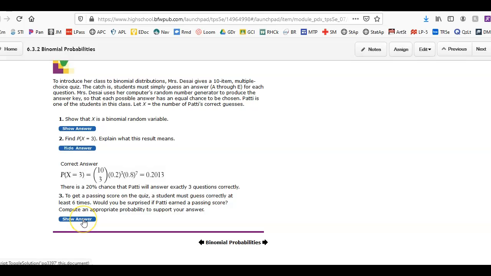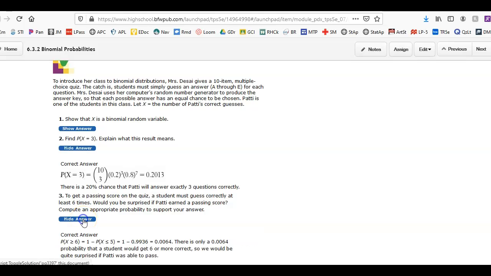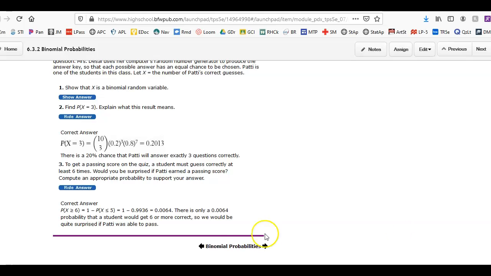And number 3, at least 6. So this is using 1 minus binomial CDF for N equals 10, P equals 0.2. And if I want 6 or more, then I'm going to get rid of everything 0 through 5. So when I did 1 minus the binomial CDF, my X number would be 5. And that's where that probability is coming from.